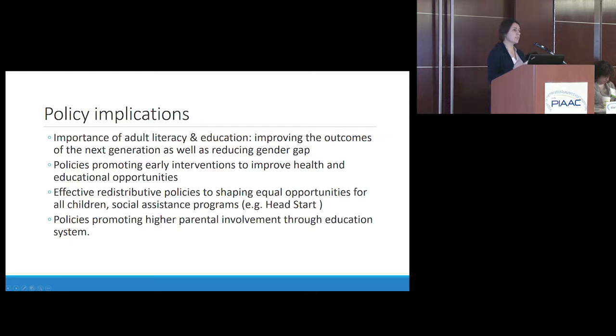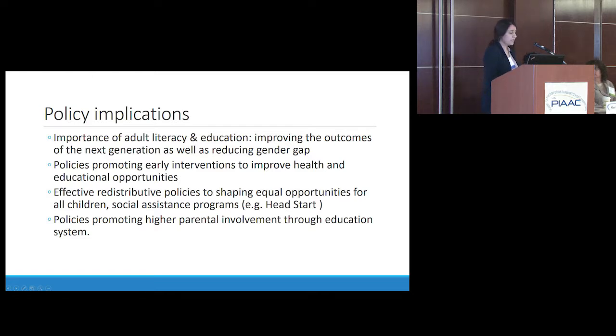It shows the importance of the policies, especially in early intervention, to help children, especially from low socioeconomic status, to provide some sort of equal opportunities for everyone, for them to be able to succeed in the society regardless of their background. And one example of such policies can be Head Start, that actually targets low-income children and tries to provide high-quality education for them.